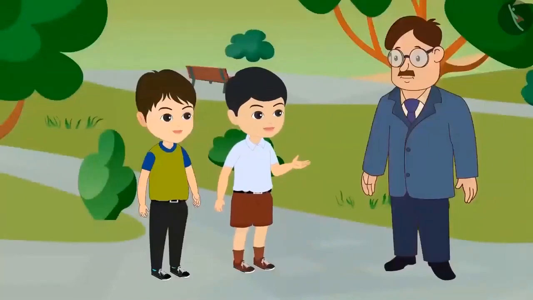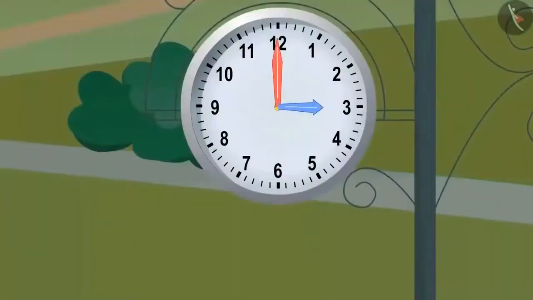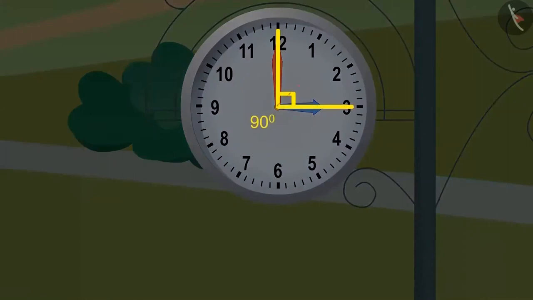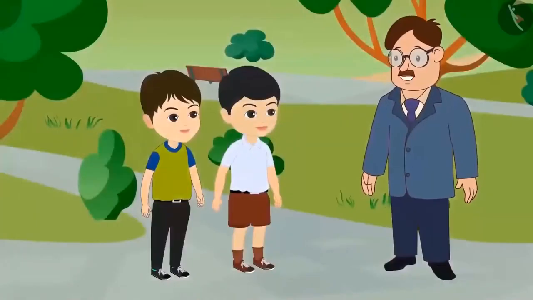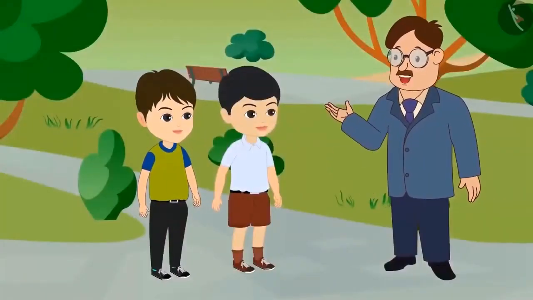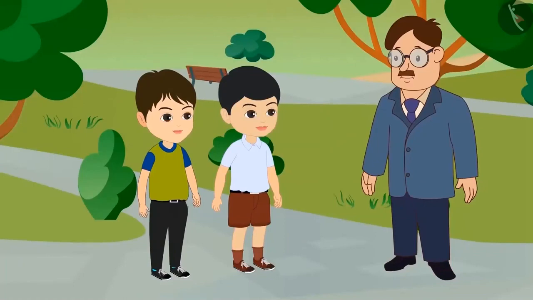I will try, uncle. The angle of 90 degrees is made at 3 o'clock and the angle of 45 degrees is half of this angle. That means the angle of 45 degrees is formed approximately between 5 minutes past 3 and 10 minutes past 3. That means the angle greater than 45 degrees and less than 90 degrees is formed at 5 minutes past 3. Oh wow, Golu. Your guess is absolutely correct. Come on. Now both of you go and play in the garden.